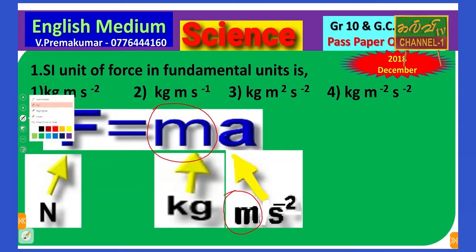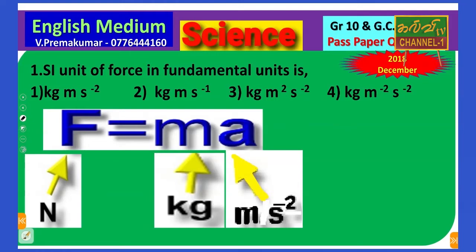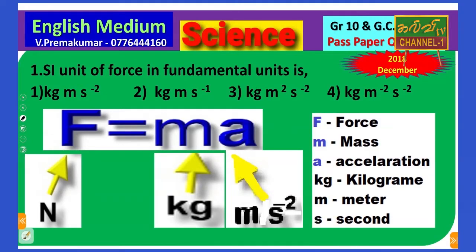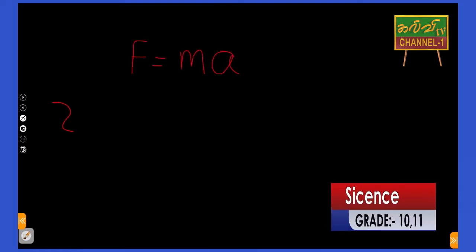And we need to know the fundamental unit of force, kilogram meter second minus 2. So we can find the answer. F indicates force, M is mass, A is acceleration, kg is kilogram, m is meter, and s is second. Students, you can remember here force is equal to MA, and this time you have to find the unit as kilogram meter second minus 2.